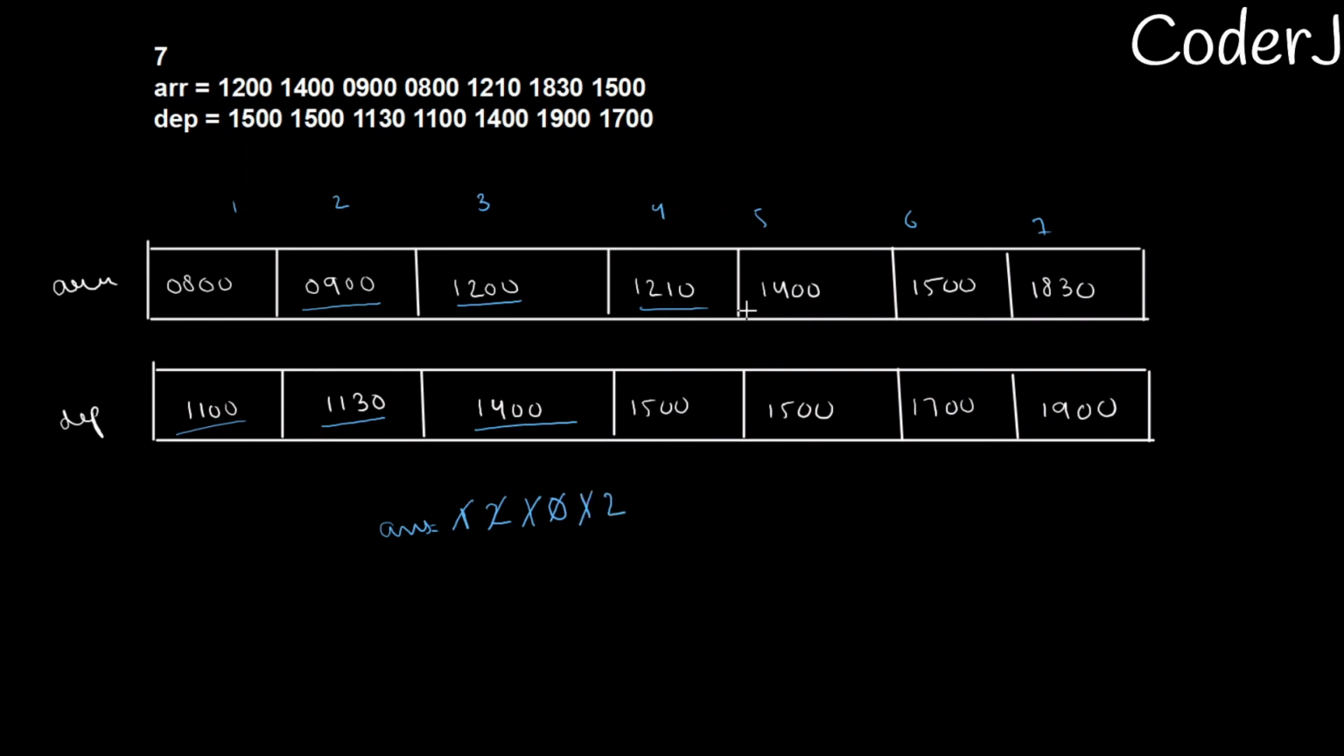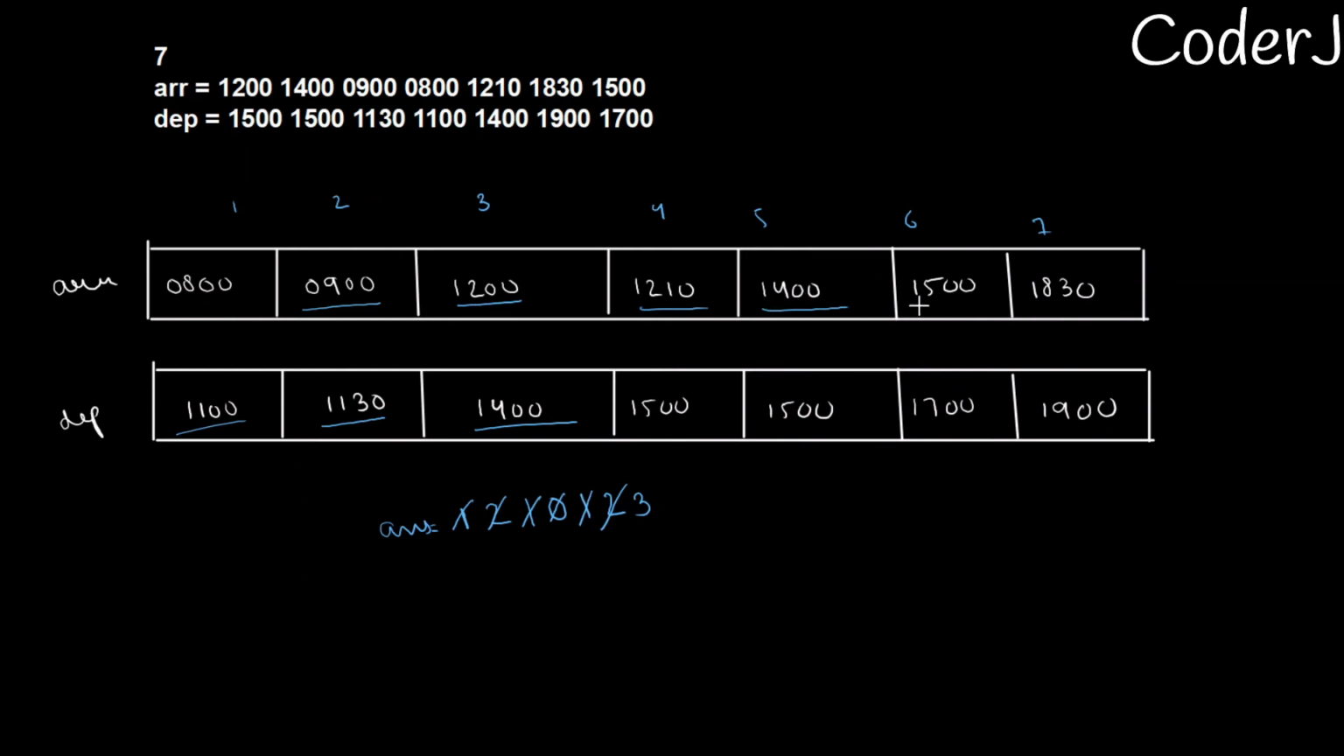Then you move your pointer forward, you come to train 5. Train 5 will be arriving at 1400, and yes, a train will be departing at 1400, but remember, in that condition we need another platform. You can't use the same platform, right? So we need 3 platforms at this point of time.